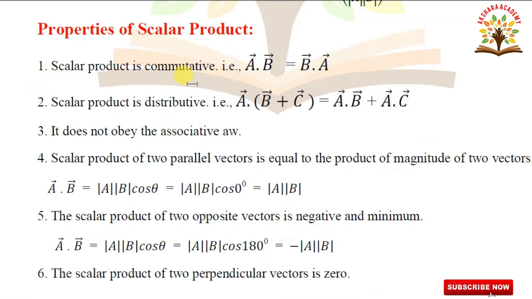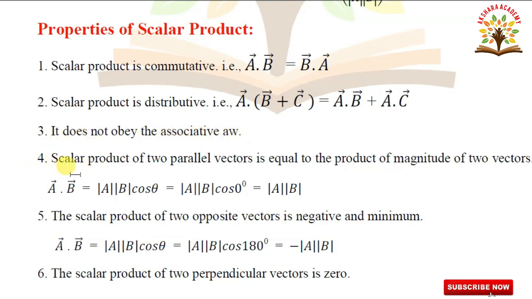Scalar product is commutative, that is a dot b is equal to b dot a. Scalar product is distributive, that is a bar dot (b bar plus c bar) is equal to a bar dot b bar plus a bar dot c bar. Next, the third property is that it does not obey the associative law.